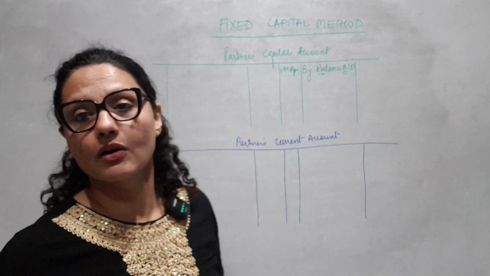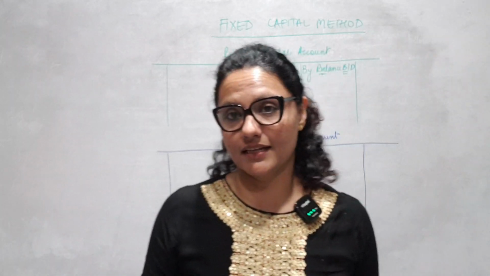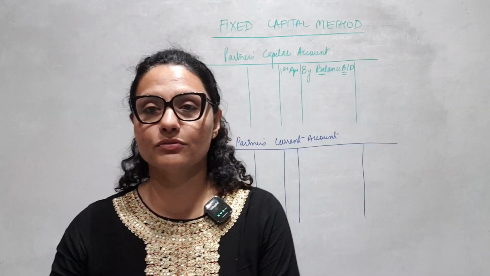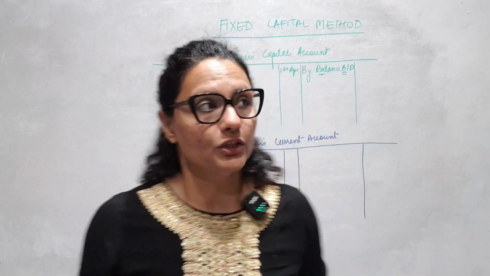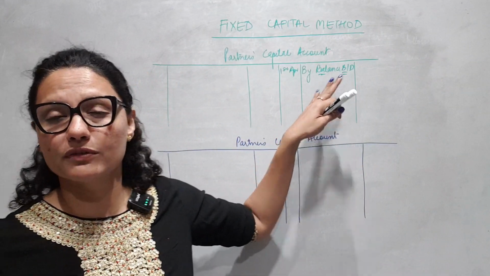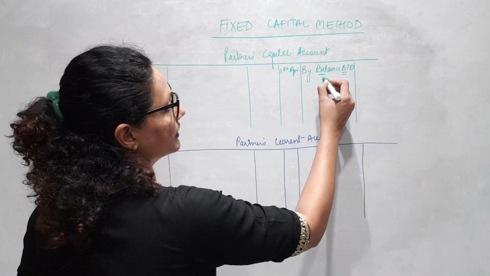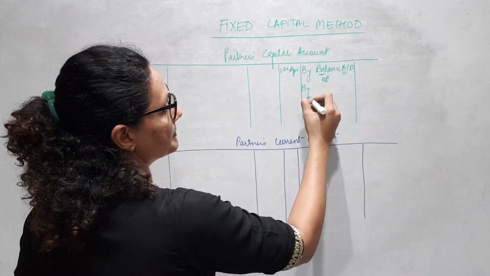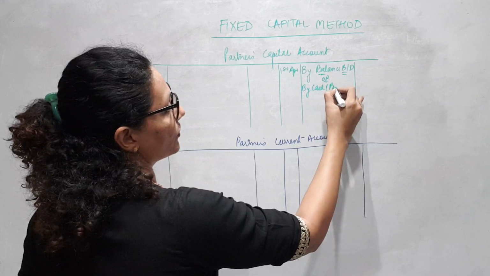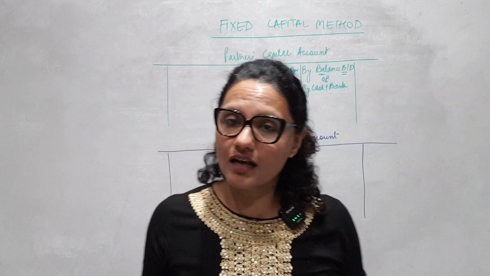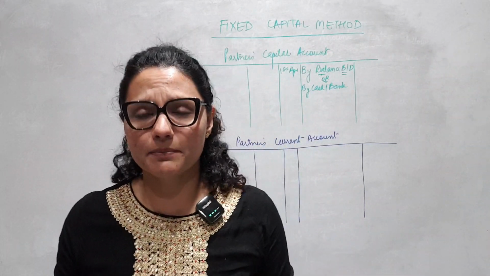By balance brought down, or if your business is beginning this year, meaning partners have started doing business, commenced doing business, something like that is given, you will not write by balance brought down. What will you write? By cash or bank. Okay, so here I am writing by cash or bank account, because you are starting business. There cannot be obviously any balance brought down.